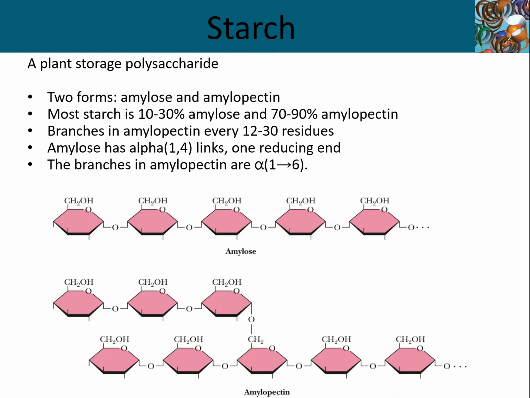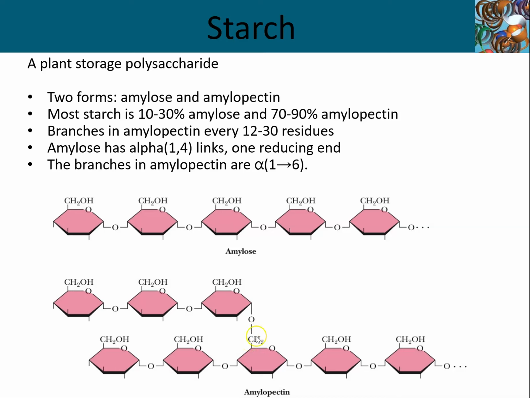And the branches occur in the amylopectin. And branches in amylopectin in starch occur every 12 to 30 residues. So we have our amylose, which are nice straight chains here. And we have an amylopectin, where we have a branch where the anomeric carbon binds to the 6 carbon at the branching position.